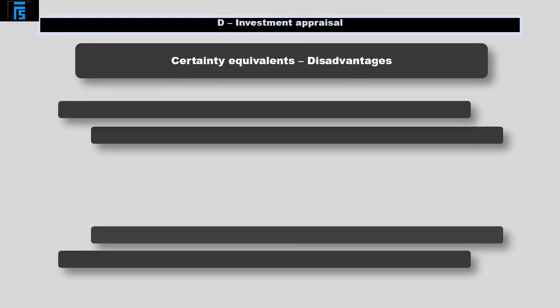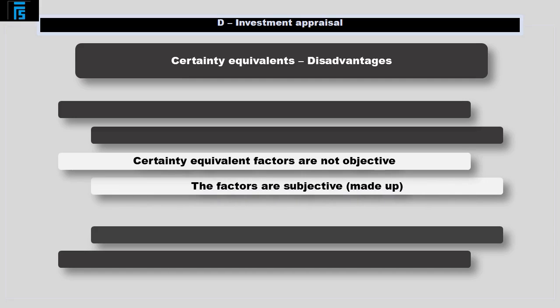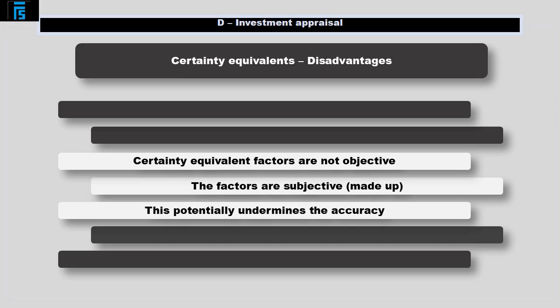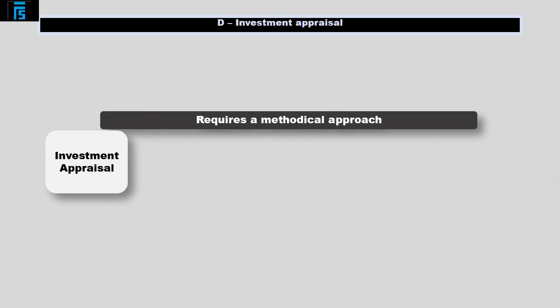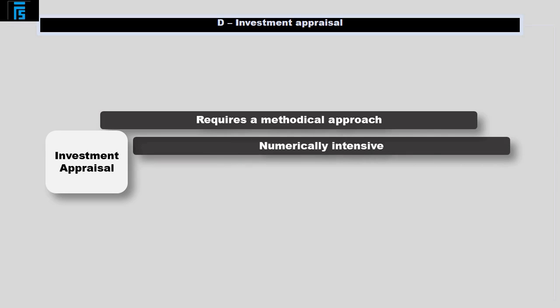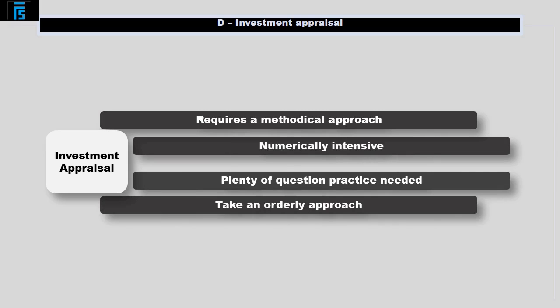There's nothing wrong with this calculation in principle, but in practice, the certainty equivalent factors cannot consistently be derived from anything objective. They will in effect be subjective, made-up numbers, which potentially undermines the accuracy of the overall answer. This brings us to an end of the investment appraisal part of the syllabus. Investment appraisal questions require a methodical approach. They're often quite numerically intensive, but with plenty of question practice and an orderly approach, they are eminently passable.